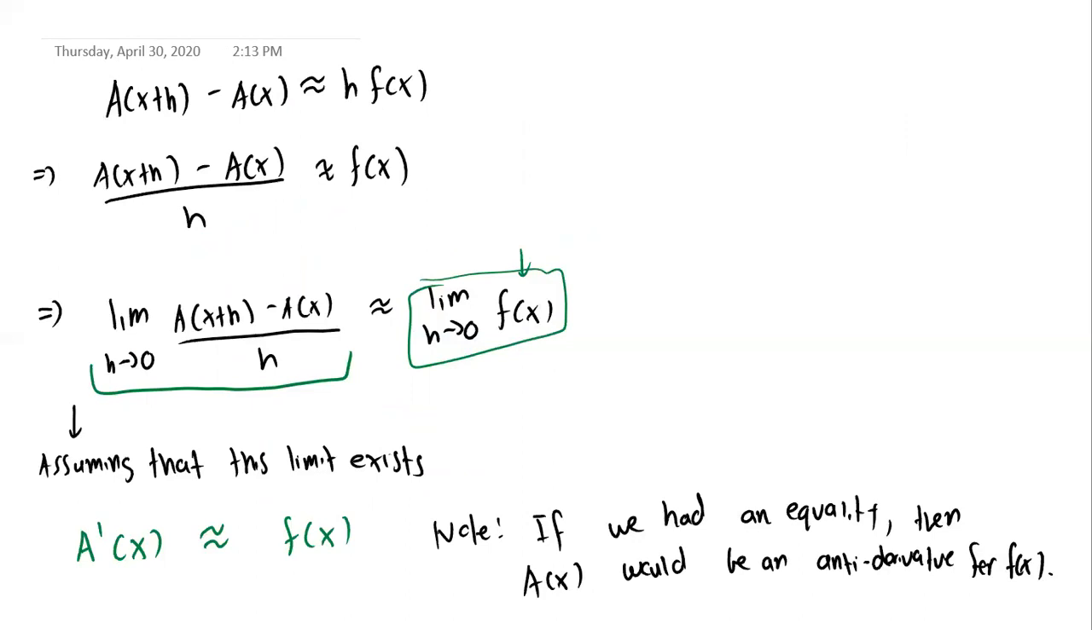And then from all that, just rearranging and taking limits, we saw that our original function f is actually an approximation for the derivative of a. So that's what we concluded. And we'll see in the next video that this is actually an equality, which is going to mean for us that the area function is an antiderivative for f.